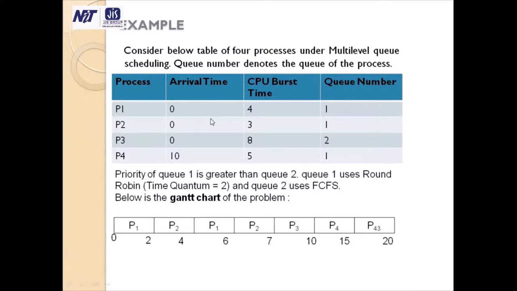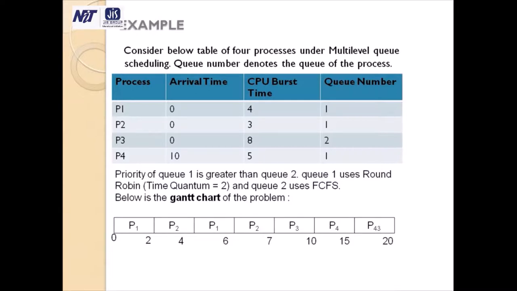Now ready Q1 is empty. There is no process. P1 completed its execution, P2 is also executed. So there is no process left in Q1. Now it comes into ready Q2. In ready Q2, there is only one process, P3.